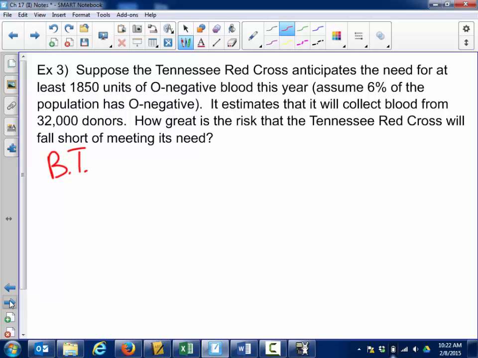Okay. Well, first of all, let's talk about whether or not we have Bernoulli trials. We have two outcomes. We either have O-negative blood on a per donor basis, or you don't have O-negative blood per donor. You've got an independent probability of success, assuming these people just come in at random from the community, and you've got a constant probability of success of 6%. So Bernoulli trials are met. Well, because we're talking about multiple successes out of these 32,000 trials, that's clearly not a case of the geometric model to be used. We're talking about the binomial model here.